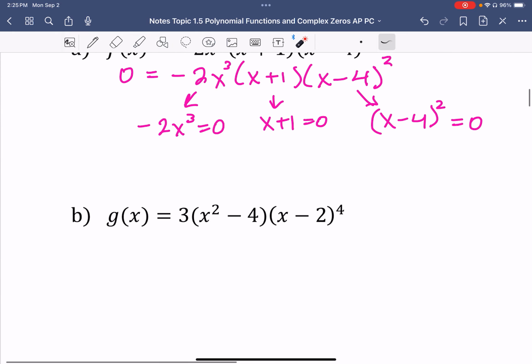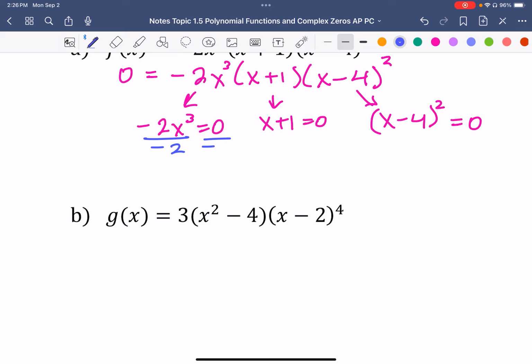So if I look at the negative 2x cubed, there is nothing I can add or subtract. But there is something I can multiply or divide, specifically that negative 2. I can divide it out because it was being multiplied. To undo multiplication, I do division, right? Negative 2 and negative 2 cancel out. And then you're left with x cubed, and 0 divided by negative 2 is 0.